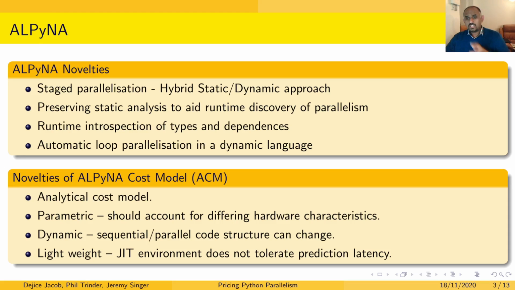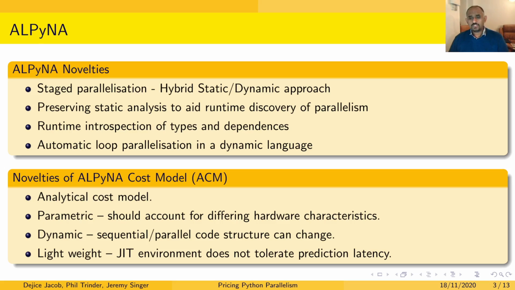Now, ACM fits into the broader context of Alpina, which is a framework for automatic loop parallelization. It does hybrid static and dynamic dependence analysis on loop nests, and JIT compiles code for the CPU and the GPU. It augments static analysis with dynamic analysis to parallelize loop nests.